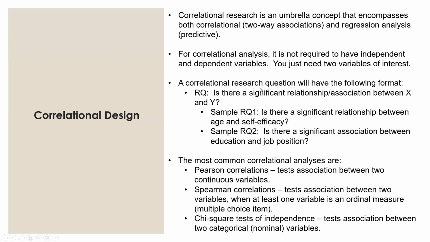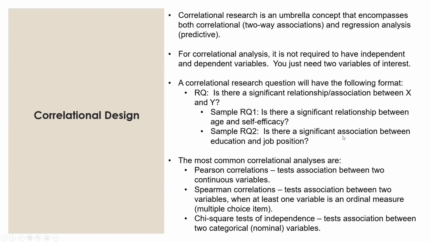We have some examples of research questions here. Is there a significant correlation, relationship, association? Those words are synonymous. Between X and Y. So here we can see, is there a significant relationship between age and self-efficacy? We just have two variables of interest, and you don't have an independent or dependent variable necessarily. You're looking to see how age fluctuates with self-efficacy and vice versa. So you don't have prediction, you don't have one variable impacting another. It's looking at the two-way association.